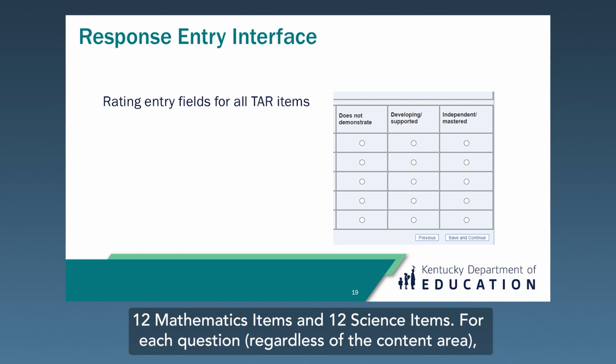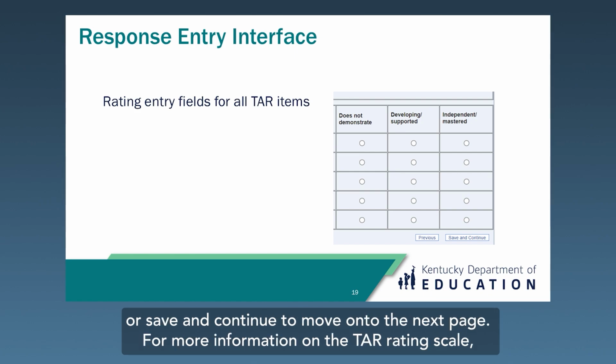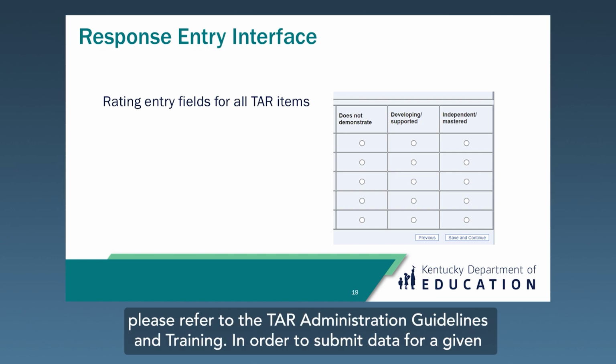For each question, regardless of the content area, there is a radio button for response options of 0, 1, or 2. Users may return to the previous screen or save and continue to move on to the next page. For more information on the TAR rating scale, please refer to the TAR Administration Guidelines and Training.